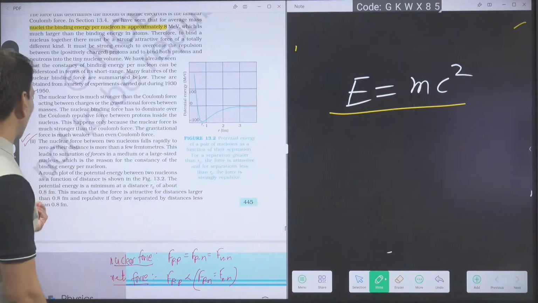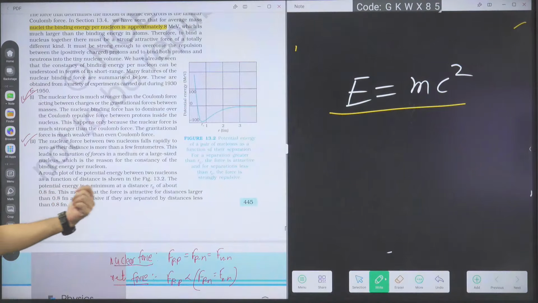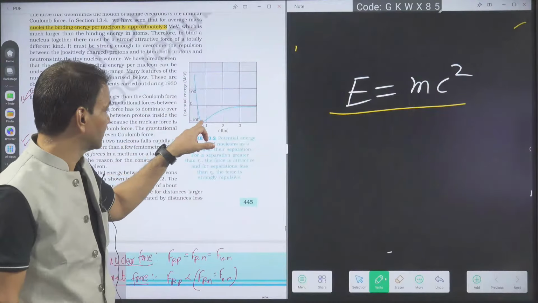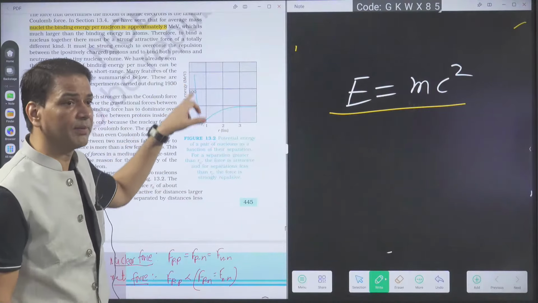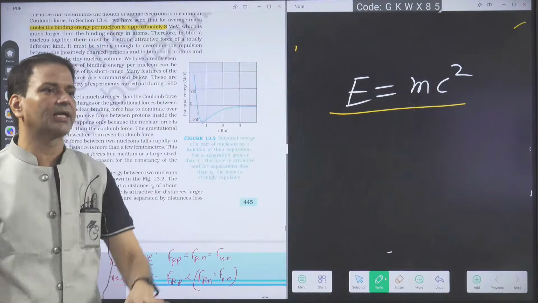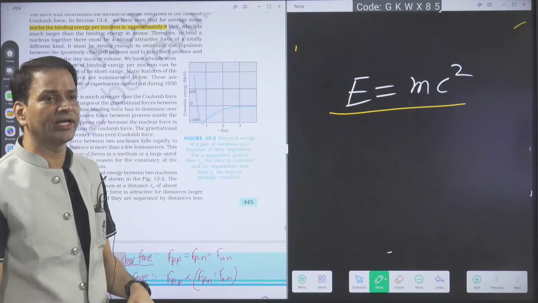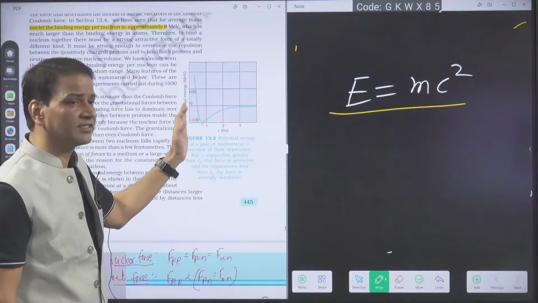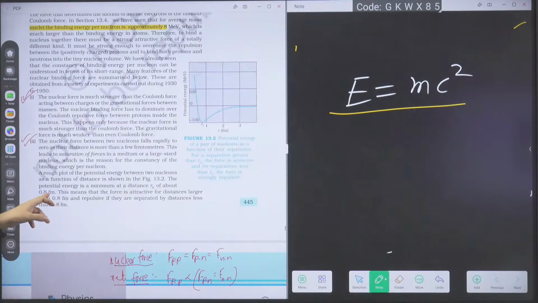Second thing, just remember that the force is attractive. From this graph you can see up to this point the force is attractive, less than that the force will be repulsive. This graph you have seen in mechanical properties of solids, in chemical bonding. Here also it has been given. So up to this point the force is attractive, less than that the force will be repulsive. This means that the force is attractive for distance larger than 0.8 Fermi meter.